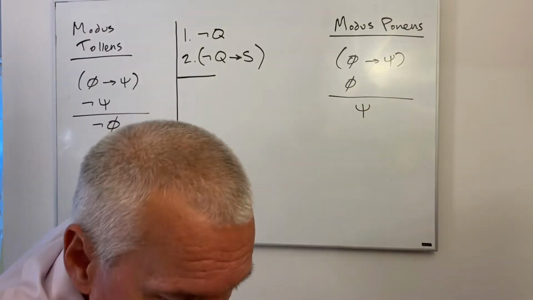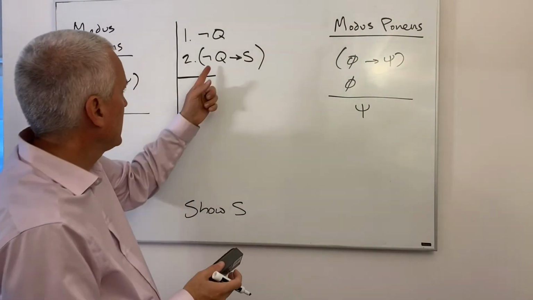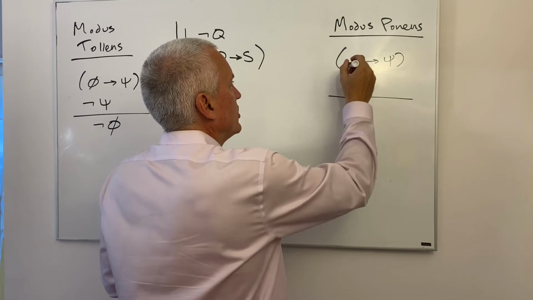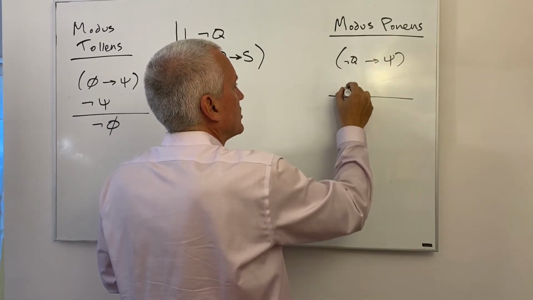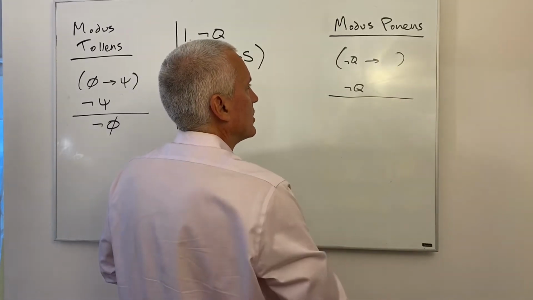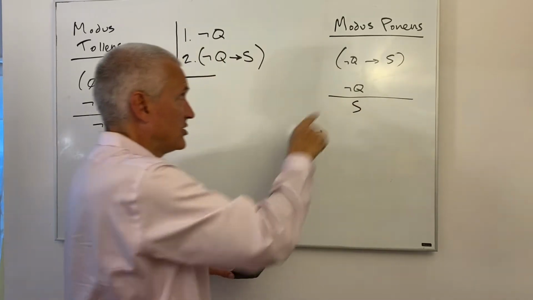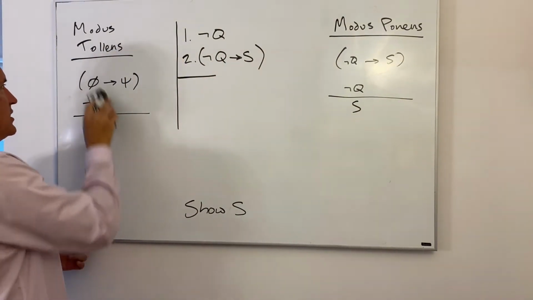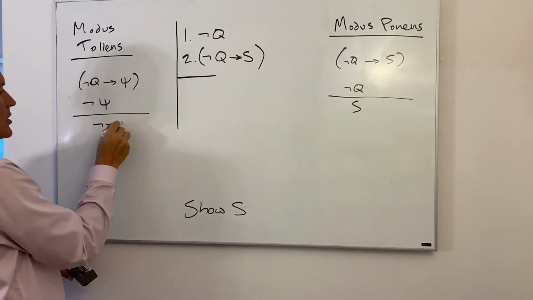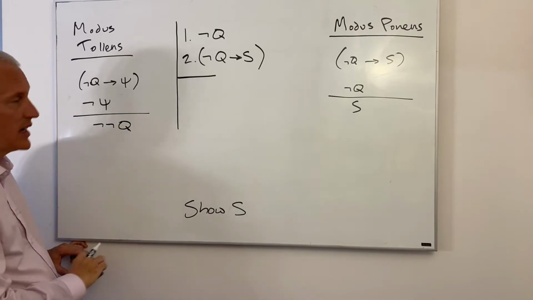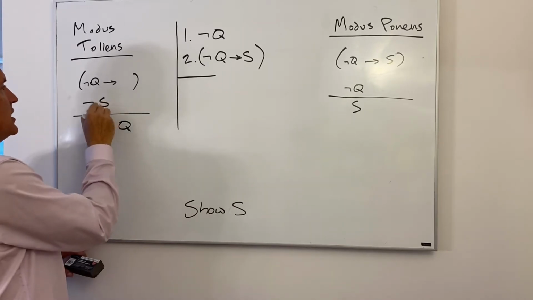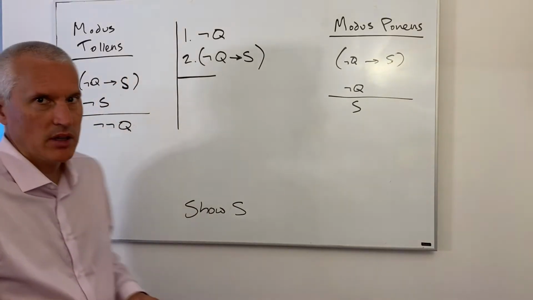Remember, consequent and antecedent are the names for the two parts of a conditional. Now I look at this conditional, let me grab my eraser. Whenever I have a conditional, I should be asking myself, can I do modus ponens? So I can put in not Q here, and for psi I can put in S. So that's an instance of modus ponens. Here's an instance of modus tollens. I'm going to put not Q in wherever there's a phi, and I'm going to put S in wherever there's a psi, and I have this instance of modus tollens.